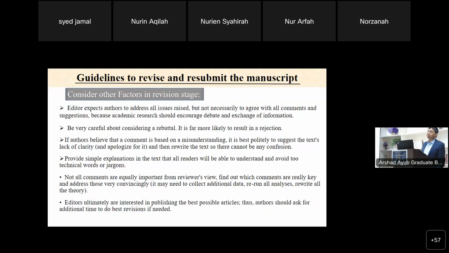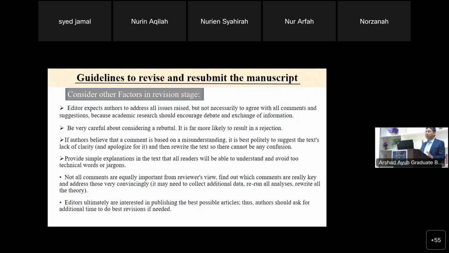Be very careful about considering rebuttal. It is far more likely to result in rejection. Don't rebut it, saying, "Oh man, you don't know what you're talking about." Don't do this. I made this mistake in the early part of my career too because I was so thrilled about my research, but the reviewer doesn't like it. Outright rejection of the reviewer comment.